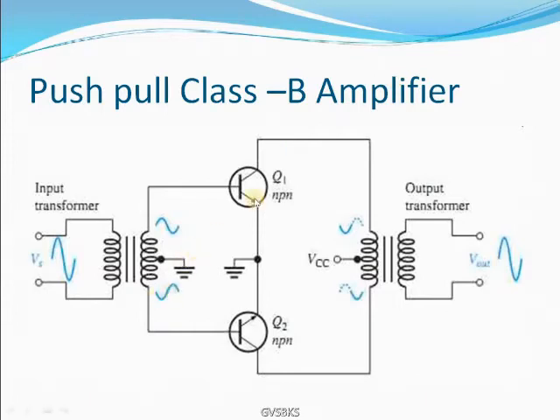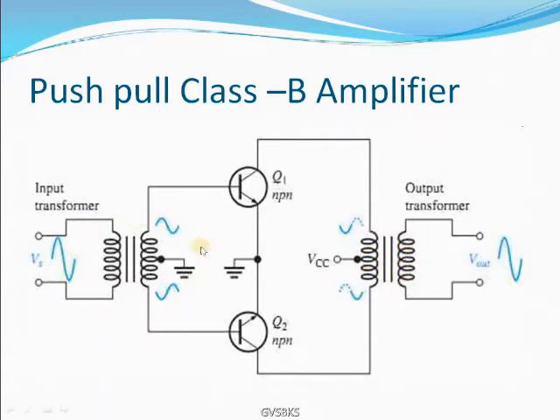In this amplifier, we are using two transistors Q1 and Q2. Both are NPN type, and both are identical. And we are using two transformers. One is called the input transformer and the other is called the output transformer. The input transformer secondary is center tapped and the output transformer primary is center tapped to VCC.